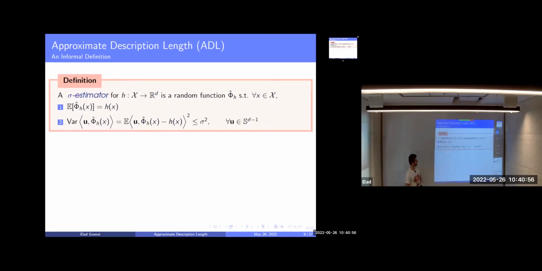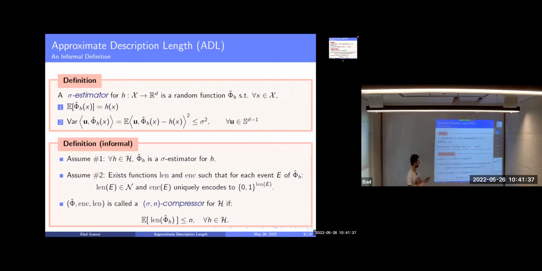with variance bounded by sigma squared. But note that we allow h to be a multidimensional valued function, not just to R, but to R^d. So we want to bound the variance in every direction. That's why we are multiplying it by a unit norm vector. So a sigma estimator in simple words is just an unbiased estimator with bounded variance in every direction.